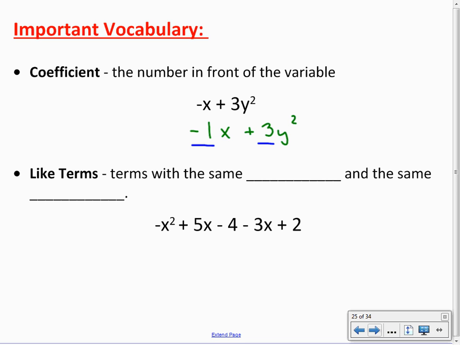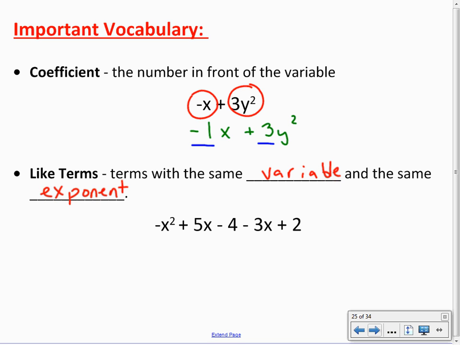Now, like terms are terms, and when I say term, I mean each thing in the expression. So if we go back to our first example, negative 1x is one term, and 3y squared is another term. So that expression has 2 terms total. Like terms are terms that have the same variable and the same exponents. And the reason that this is important is because we're going to be combining a lot of terms this year, and we have to make sure we know what can and cannot be combined.